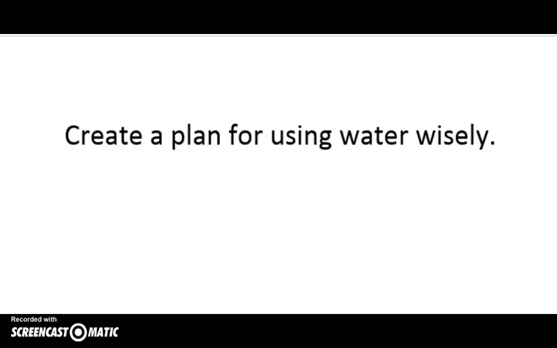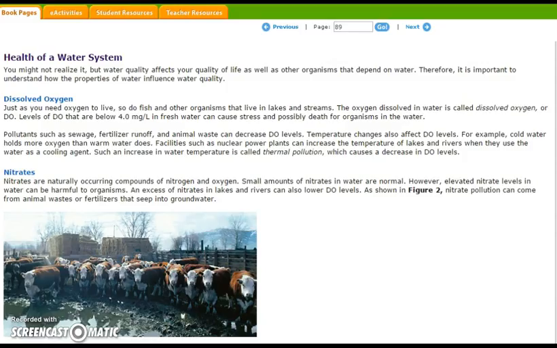Now, once we understand what pollution in water is and the importance of water, we can create a plan for using water wisely, which is Objective 5. As we talk about health of a water system, we can see that there are a lot of different factors that go into it. There are many different gases and other compounds that are important to healthy water, but they need to be in the right levels. Too much of one can be bad, not enough of another can be bad. So, a good plan for wisely using water is to be monitoring what is happening to our water, to see if anything might be going wrong with it.